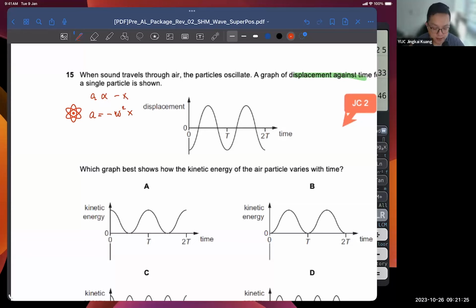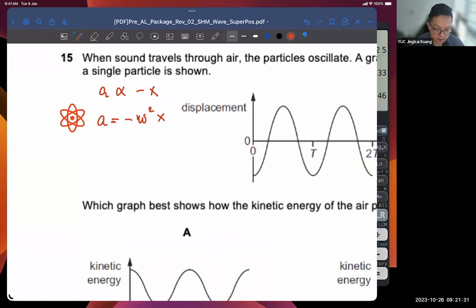I need to stress that this a is not a constant. This a is a function of x. Then if you want the maximum acceleration, called a naught, it occurs at negative omega squared x naught. In this case, these terms here are constants.